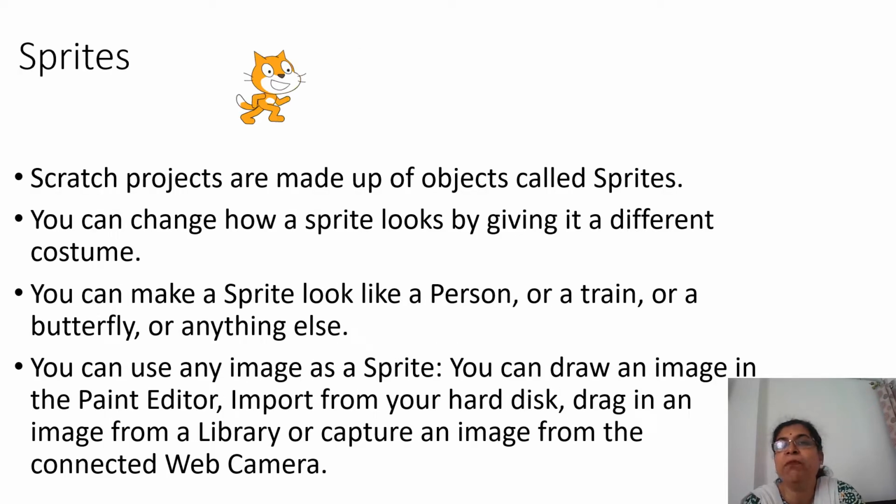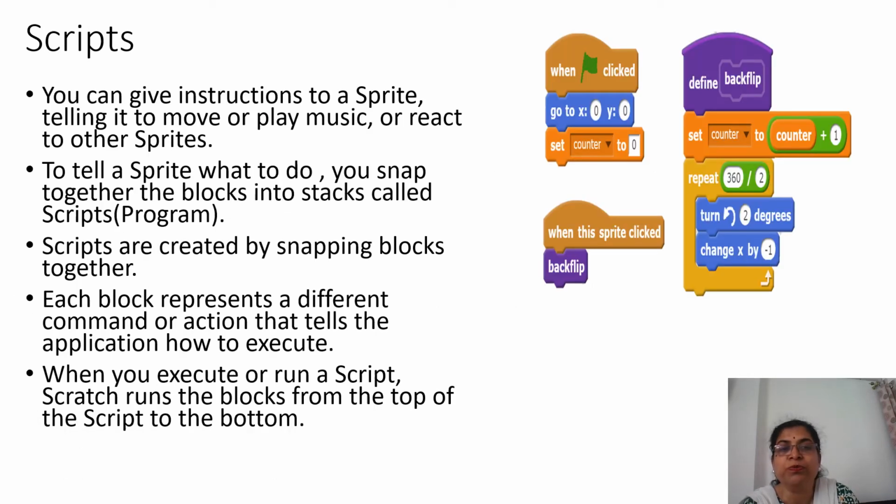Scratch projects are made up of objects called sprites. All this we have learned, we are revising it. You can change how a sprite looks by giving it different costumes, meaning the appearance of the sprite will change. You can make a sprite look like a person or a train or a butterfly or anything else. You can use any image as a sprite. You can draw an image in the paint editor, import it from your hard disk, drag in an image from the library, or capture the image from a connected web camera also.